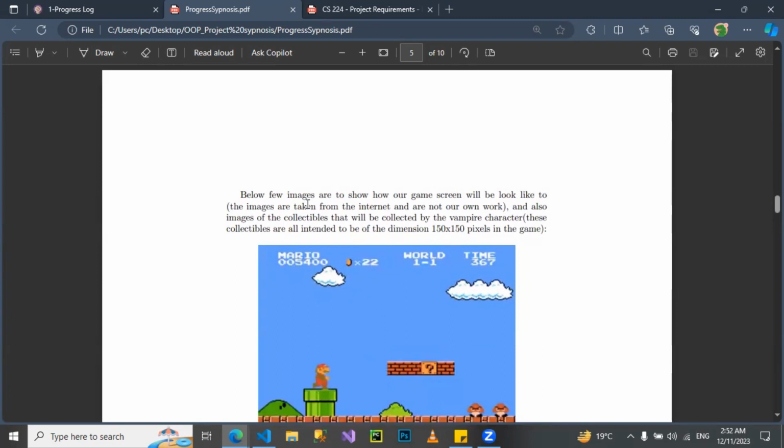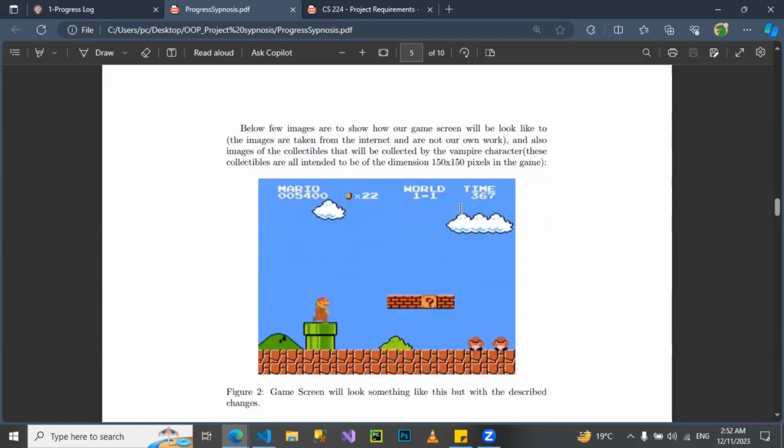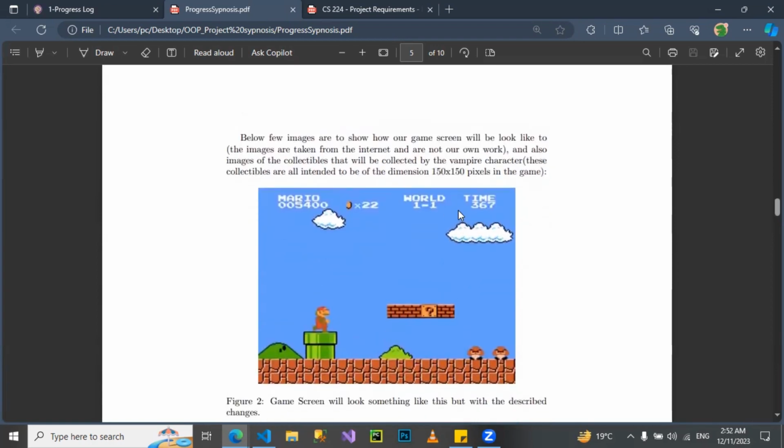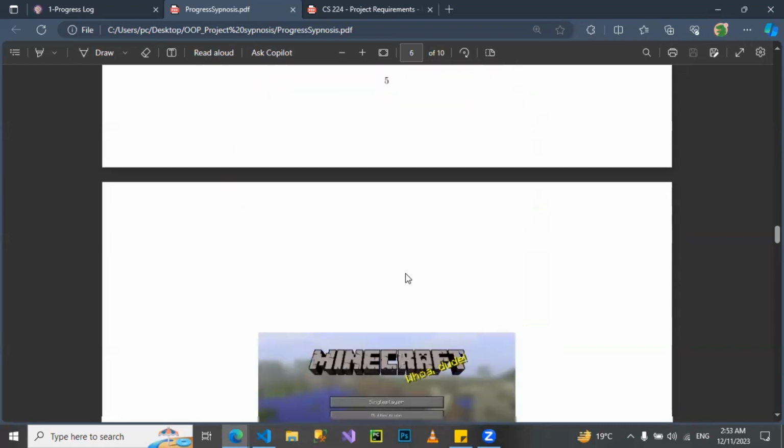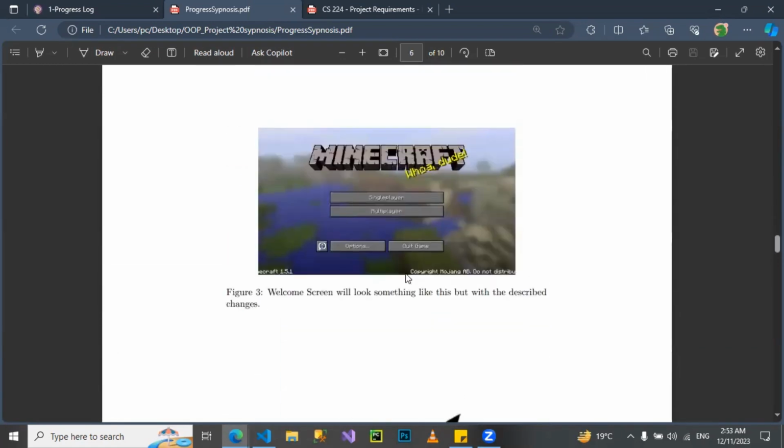Below are a few images that show what our game screen will look like, and these images also include the collectibles that the vampire collects and the obstacles. Both of these things will be 150 by 150 in dimension. This is the game screen, and this is what the welcome screen will look like.